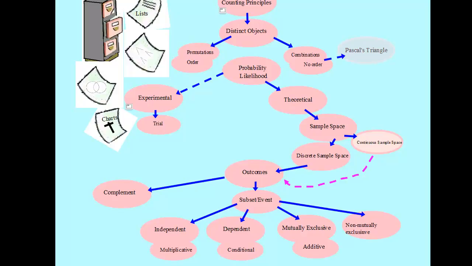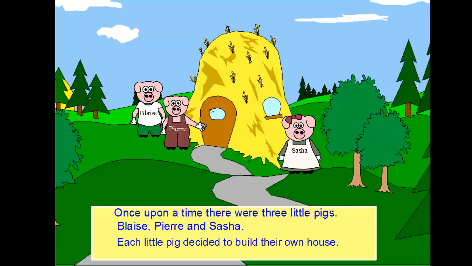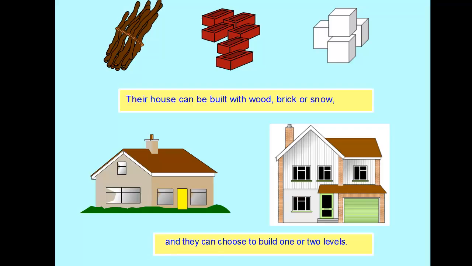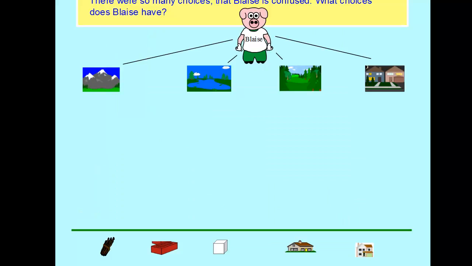So here's my story. It's based on the three little pigs. Once upon a time, there were three little pigs, Blaise, Pierre, and Sasha. Each little pig decided to build their own house. Each pig can choose to build their house in the mountains, on the lake, in the forest, or in the city. That will create lots of zany possibilities. Their house can be built with wood, brick, or snow, since these are Inuit pigs, and they can choose to build one or two levels.